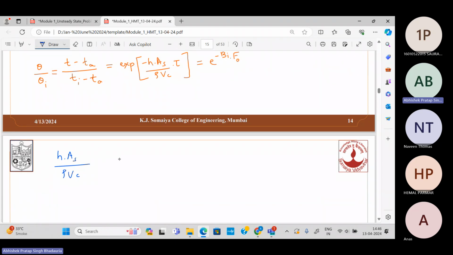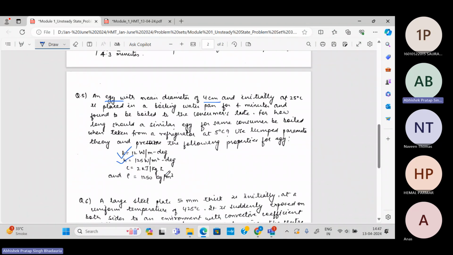Volume per unit surface area is characteristic length, so I can write it like this: h divided by rho c Lc. Let's calculate this. h value is 125 divided by the density value 1250 multiplied by the specific heat value. What is the specific heat value? It is 2 kilojoule per kg Kelvin. So convert this in joule, multiply by 1000. So 2 into 1000.